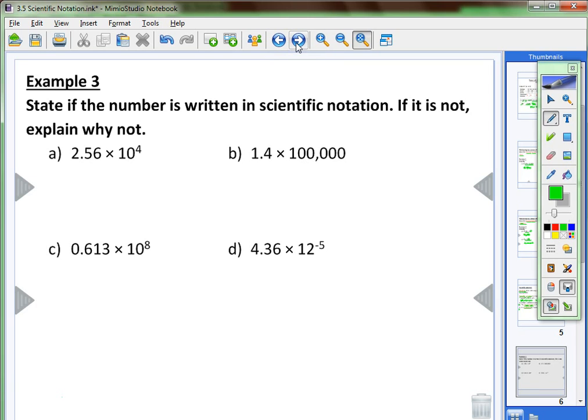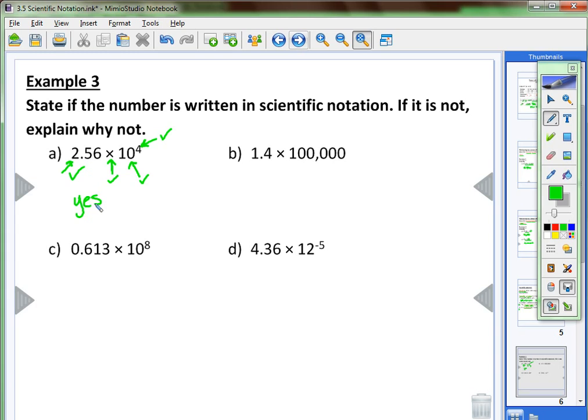Example 3 asks us to tell if a number is written in scientific notation, and if not, explain why not. When we look for this, we're looking for a couple different things. We check the first number first. Is it between 1 and 10? Yes, it is. Is it multiplication? Yes, it is. Is it a power of 10? Yes, it is. And is it written with an exponent? Yes. So this one is written in scientific notation.